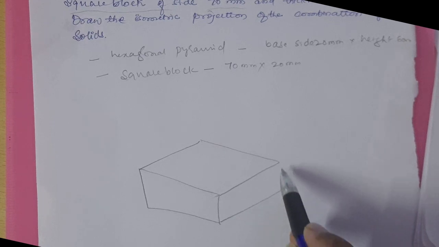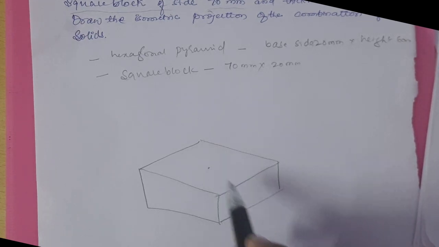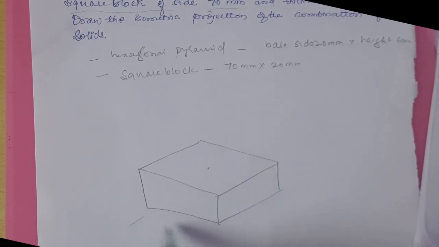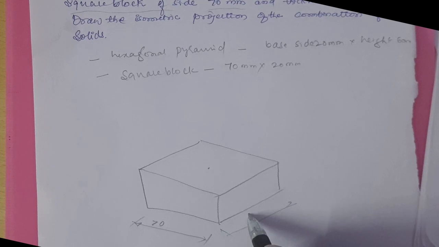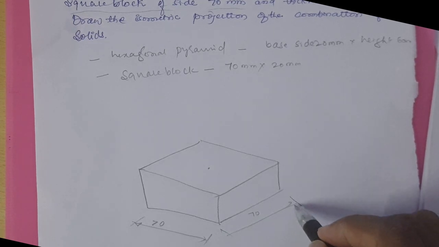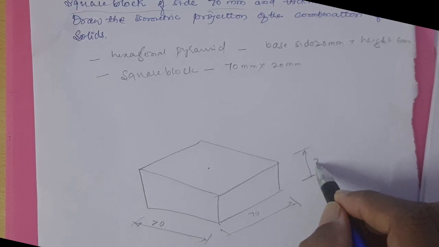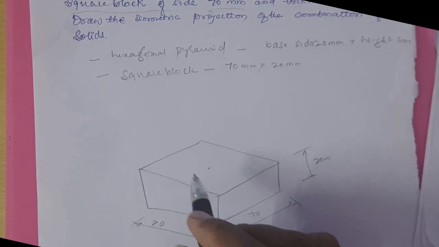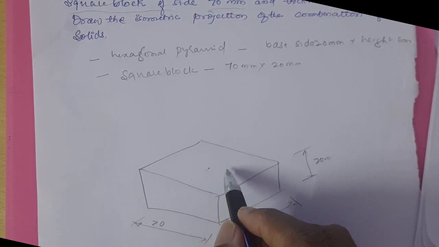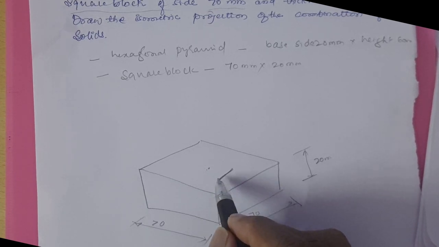It is a square block. Okay. So now this is the base object. So it has a dimension of 70 mm, and the thickness is 20 mm. Over this one, a hexagonal pyramid is going to be placed.